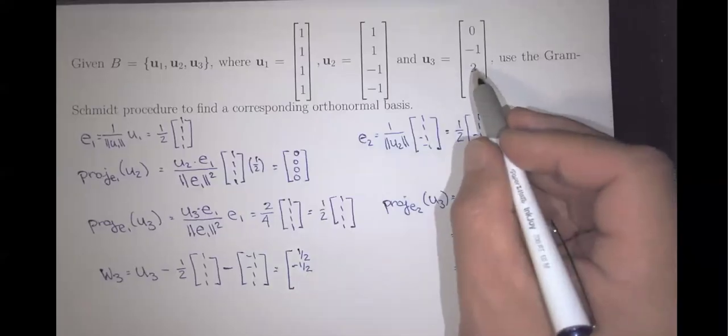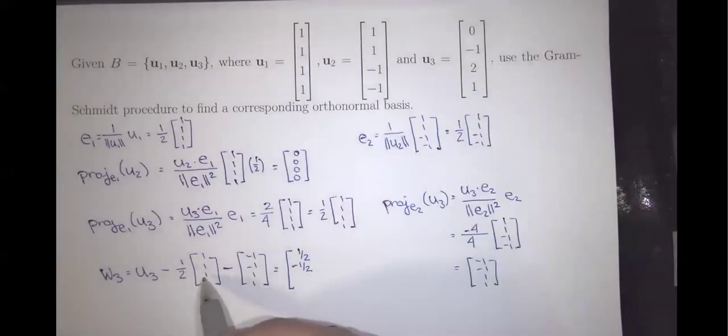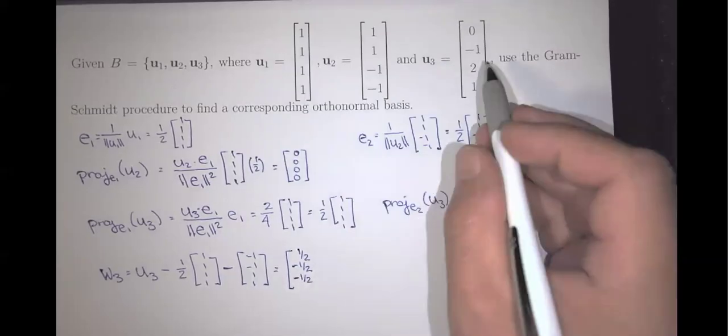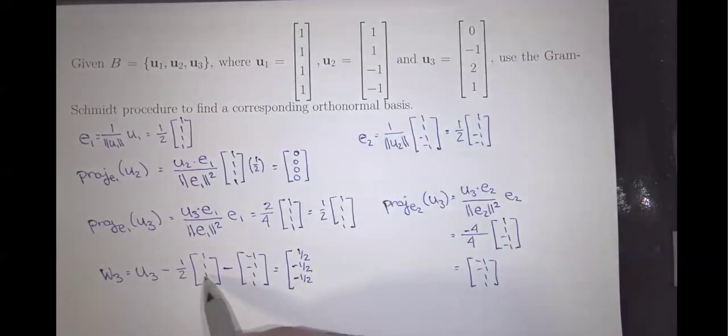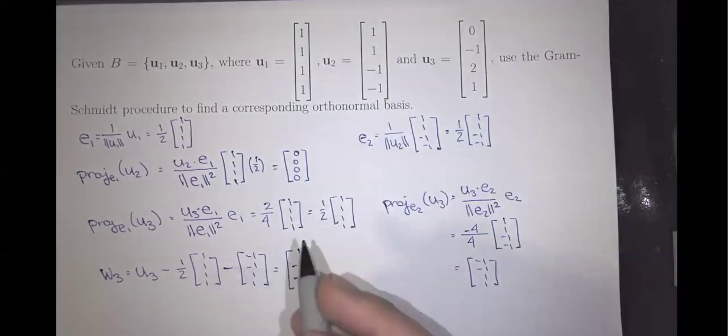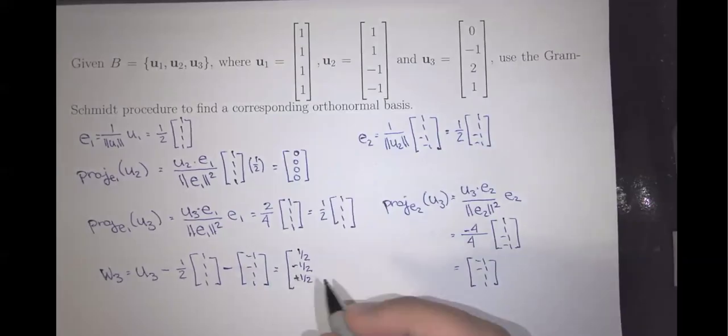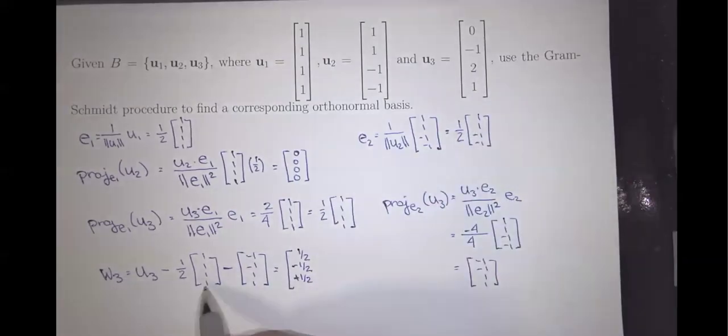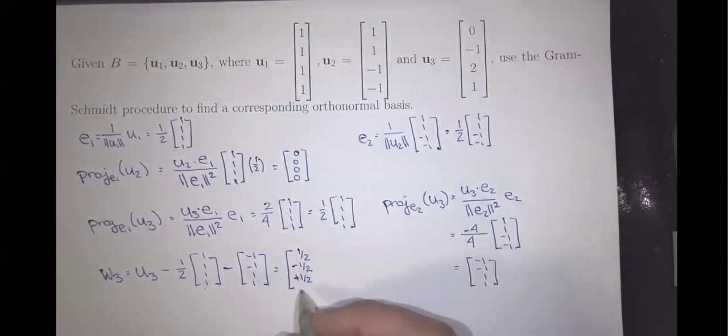Then we get 2 minus a half is 1.5. Minus 1 is negative 1/2. Try that again. 2 minus a half is 3/2 minus another 1 is plus 1/2. And finally, we've got 1 minus a half, which gives us a positive a half, minus 1 is negative 1/2.